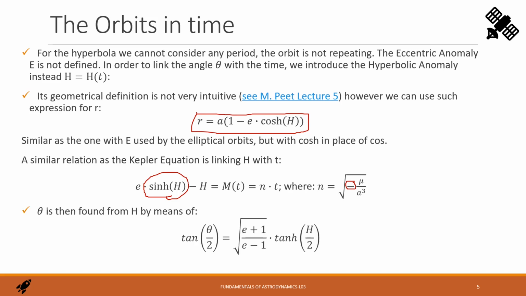Finally, theta is found by a similar tangent formula as for the elliptic orbit, but with the hyperbolic tangent on the right-hand side. Moreover, the denominator inside the square root has opposite sign, so that the whole argument is positive. We remember that e is greater than 1.